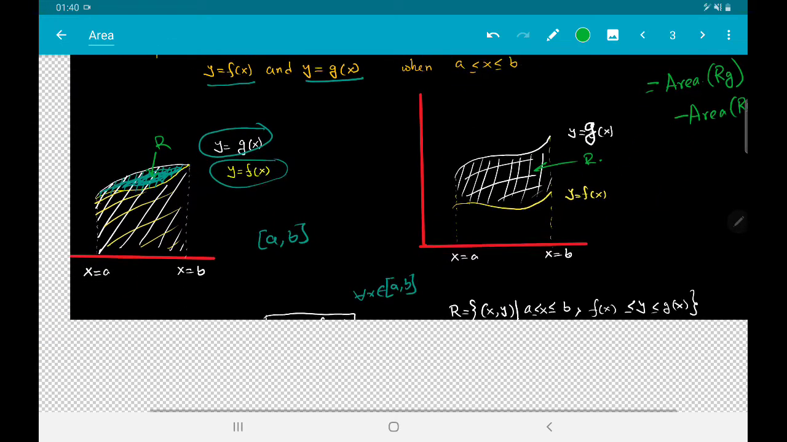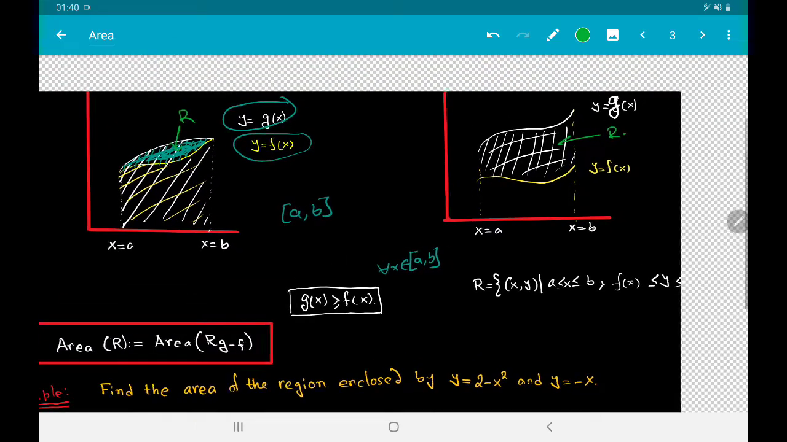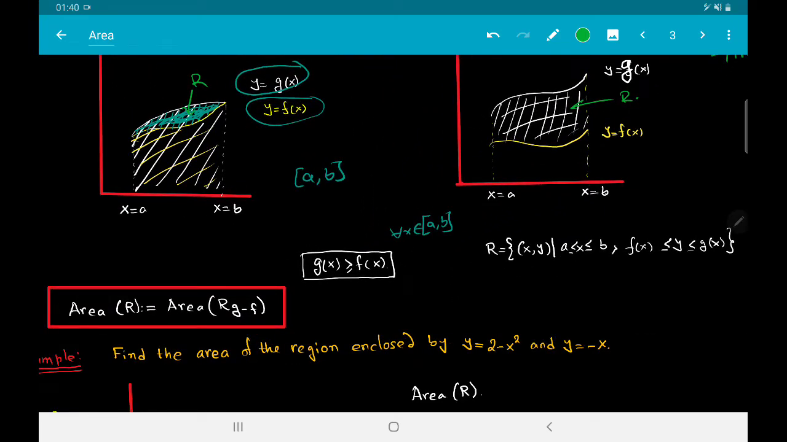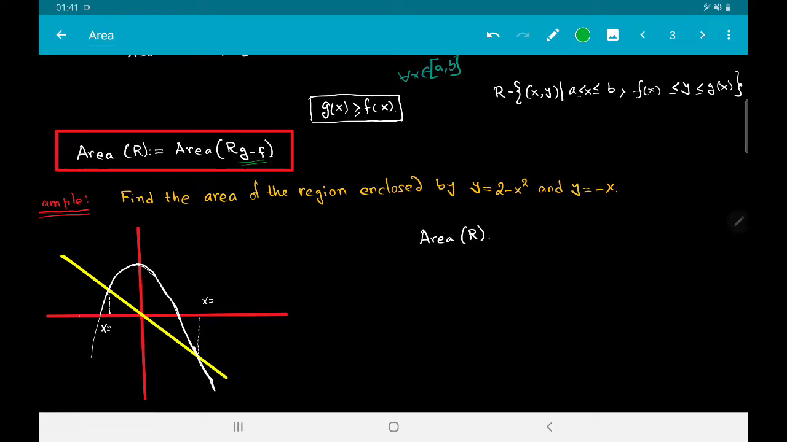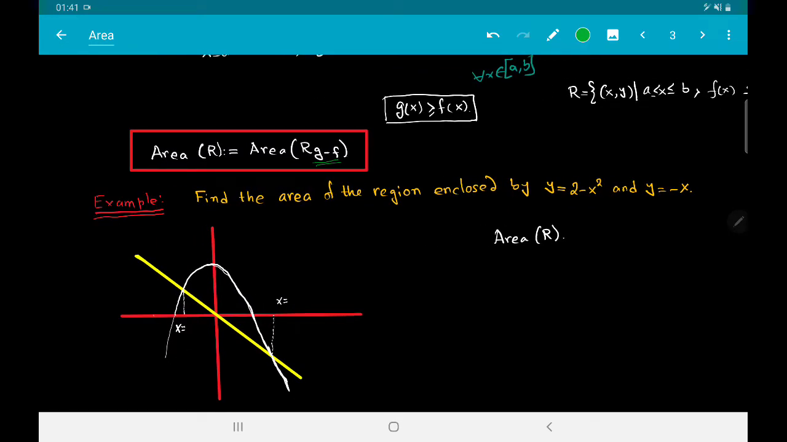And our definition in this case is exactly the same. By using the algebra of Riemann integration, we can see that area of R_g minus area of R_f is exactly given by the area of R_(g minus f). Note that this is a non-negative function and we can always integrate it, as we have seen in the previous slides. So why don't we try to consider an example.